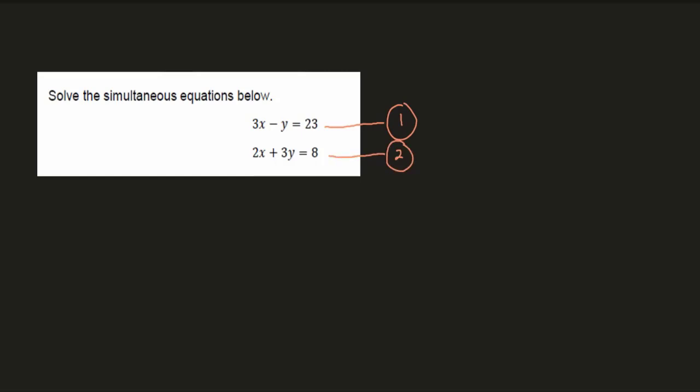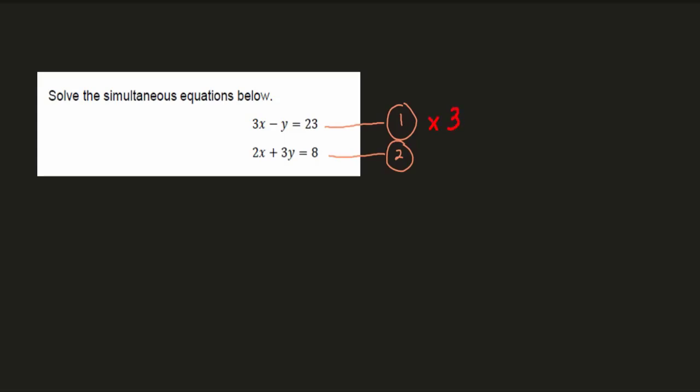So now it's up to us for which variable we are going to make the coefficient the same. Either we can choose x or we can choose y. It's totally up to us. Let's say in this equation I would also make the coefficients of y the same. In the second equation the coefficient of y is 3. I have to make the coefficient of y 3 in the first equation also. So what I can do is multiply equation number 1 by 3.